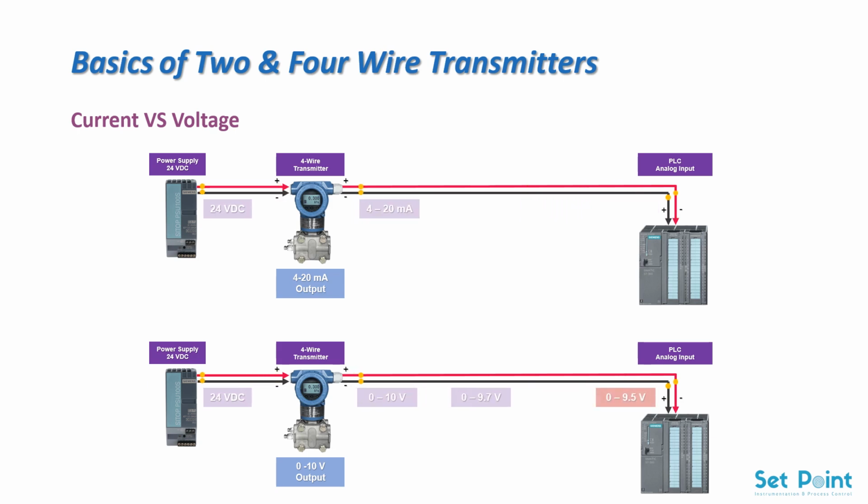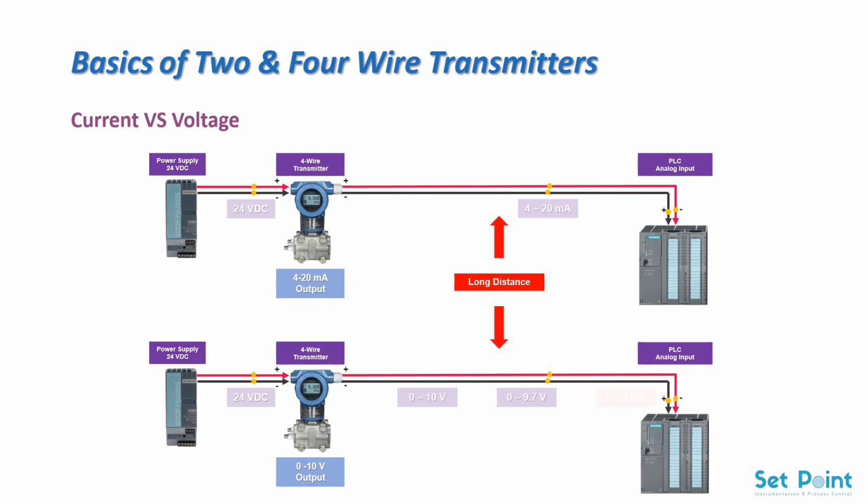One reason is if the wires between the transmitter and the PLC are very long, there could be significant voltage losses across these wires. Regardless of the length of wire in a current loop, basic electrical theory tells us that the current is the same in the circuit regardless of where that current is measured. So, no loss at all.